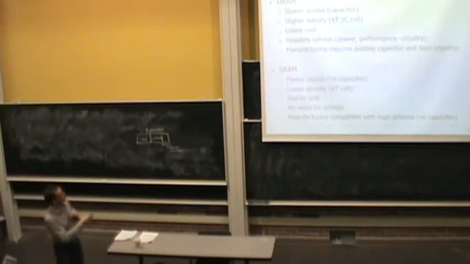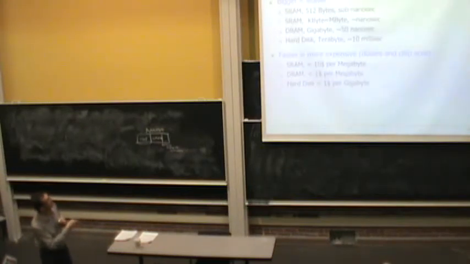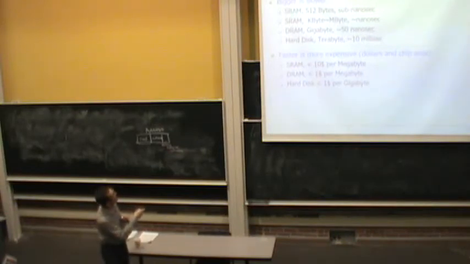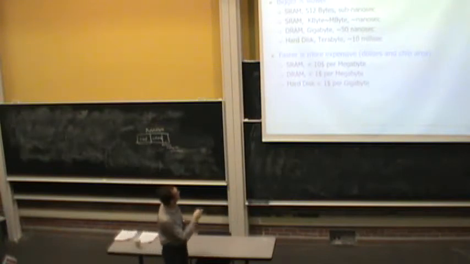So, because of these properties, SRAM and DRAM are used for different things. Well, let's go back to the problem. We said bigger is slower, right? And smaller is faster. So you want to make the close-by memory fast. If you look at SRAM, a 512-byte SRAM today takes some nanoseconds. A kilobyte to megabyte SRAM takes approximately a few nanoseconds. DRAM, a gigabyte of DRAM takes perhaps 50 nanoseconds. These are just ballpark numbers. And hard disk, a terabyte of hard disk takes on the order of milliseconds.